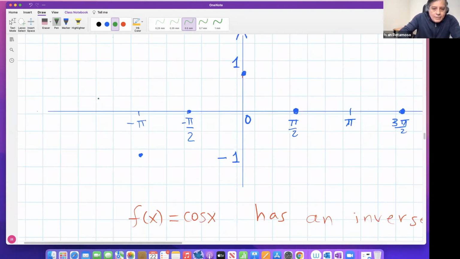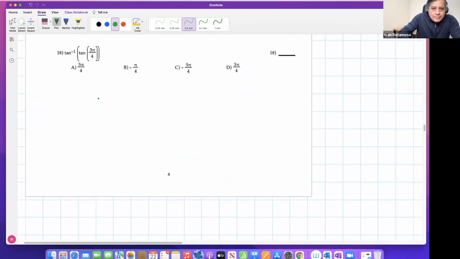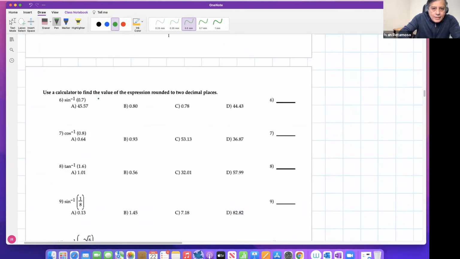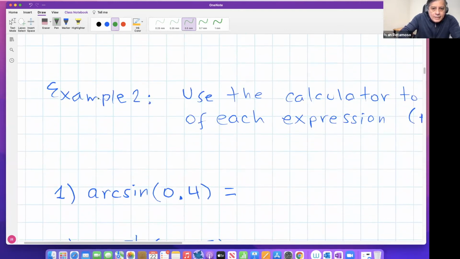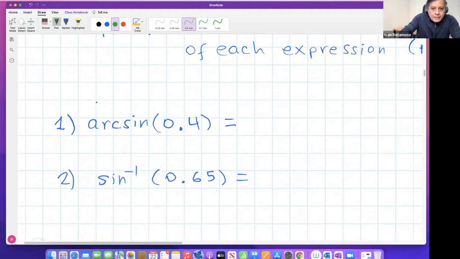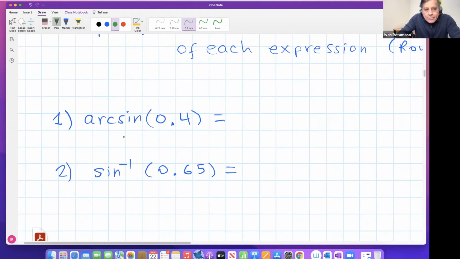So using the calculator now, how do you find sine inverse? In case the angle is not special, the quantity given is not special, in general, how do you compute arc sine or sine inverse? Let me explain to you. Arc sine of 0.4. How do you do it?